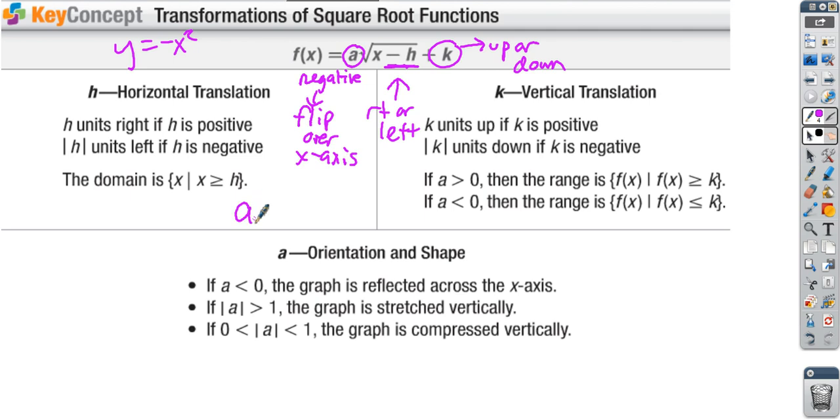And then if a is greater than 1, you will vertically stretch it, which means you horizontally shrink it. And if a is between 0 and 1, so if it's like a fraction, you would vertically shrink it or compress it, and that means horizontally expand. Vertical and horizontal do opposite things to each other.